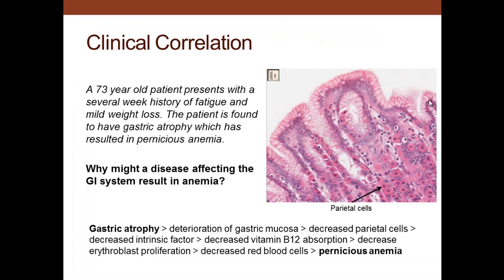Now, in the clinical correlation, we've already talked about this. A person had a disease where he had gastric atrophy. You get deterioration of gastric mucosa, and that causes a decrease in parietal cells. Parietal cells produce intrinsic factor. Intrinsic factor is needed for vitamin B12 absorption. If you have vitamin B12 deficiency, it reduces the proliferation of erythroblasts and decreases red blood cell number, and a person becomes anemic. So gastric atrophy is not only the bleeding of the gastric area itself, but also the loss of production of red blood cells.